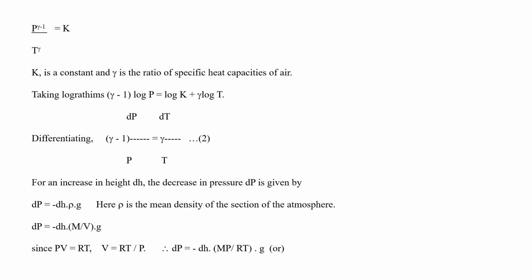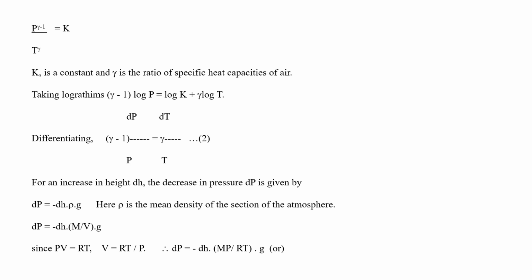For increasing height dh, the decreasing pressure dP is given at a particular adiabatic expansion. As dh is increased, dP is going to be decreased. Therefore, dP is equal to minus dh into rho into g. The pressure at that place is h rho g according to Torricelli's principle. So it is equal to minus dh into rho g, where rho is the mean density of the section of the atmosphere. Rho is nothing but mass per volume of that atmospheric air, therefore m by v into g.